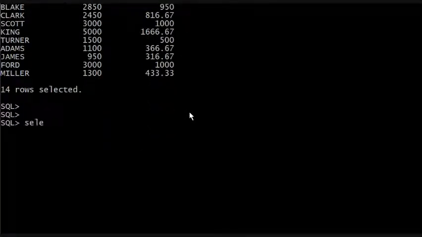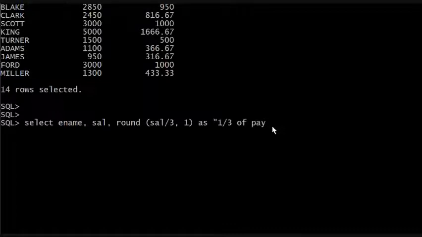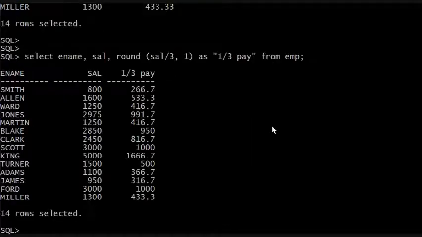So show me everybody's name and their salary divided by 3. It's going to be round sal divided by 3, comma, space, let's say to one decimal place, number 1. And we'll just say as, and we will say a third of pay from EMP. So the column heading is a third of pay. Just for fun, I couldn't think of anything else.